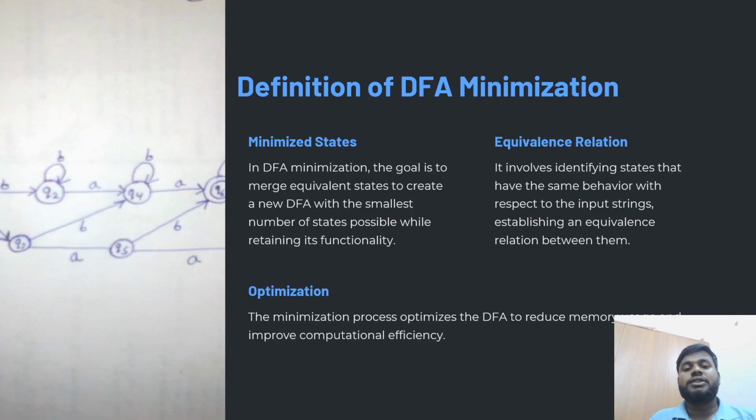Definition of DFA minimization. Minimizing states: in DFA minimization, the goal is to merge equivalent states to create a new DFA with the smallest number of states possible while retaining its functionality. It involves identifying states that have the same behavior with respect to the input strings, establishing an equivalence relation between them. Optimization: the minimization process optimizes the DFA to reduce memory usage and improve computational efficiency. We show this in the diagram of DFA minimization.